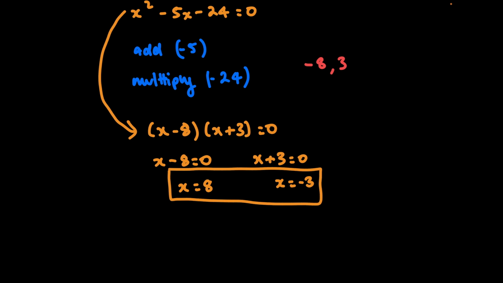But what happens if you don't have a monic quadratic? Now it gets exponentially more difficult, but it's still doable.